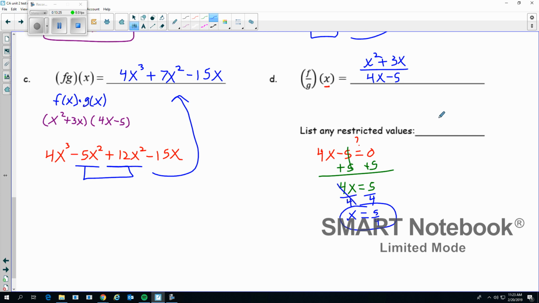So list any excluded values. 5 over 4 would be the excluded value. If you were to plug it in, you'd have some value on top divided by 0, which is not good.